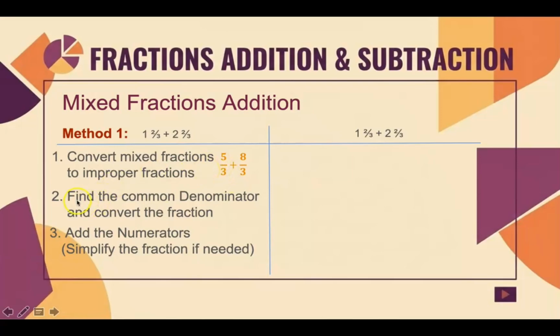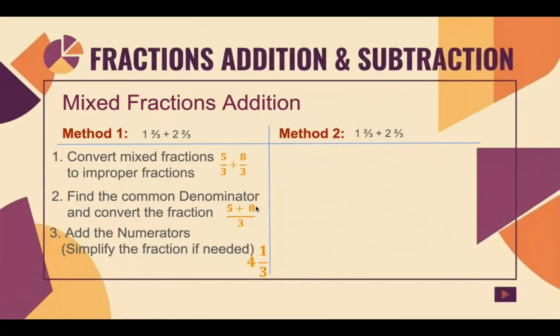Now let's move on to step 2. We need to find the common denominator and convert the fraction. Since 3 is both of the denominators for the fraction, we do not need to find the common denominator as it is already 3. So then we get 5 plus 8 divided by 3. And then let's move on to step 3. Add the numerators. Simplify the fraction if needed. So 5 plus 8 equals 13, and the denominator 3 stays the same. Here, the numerator is larger than the denominator, so we can simplify this to a mixed number fraction. So we'll get 4 1/3.